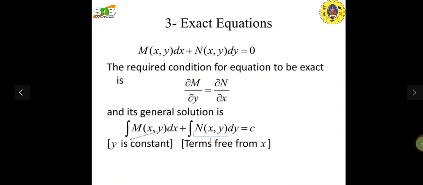Next is exact differential equations. That is m of x comma y dx plus n of x comma y dy equal to 0. This can also be rewritten as m dx plus n dy equal to 0. The required condition for the equation to be exact is dou m by dou y equal to dou n by dou x, and its general solution is integral m dx plus integral n dy equal to c. Here y is constant in m of x comma y, and n terms are free from x.